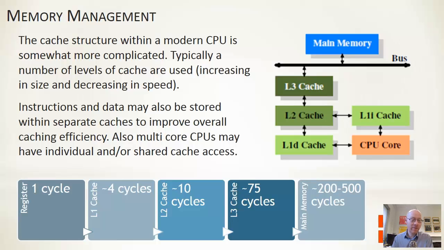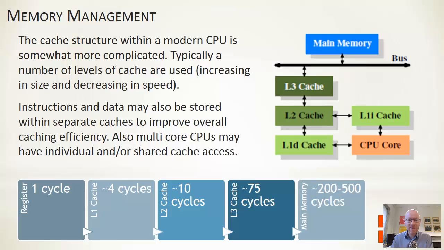If it's stored in the register, in the CPU itself, generally you can access it in that cycle. If you have to go out to level 1 cache, you may be talking about, say, 4 CPU cycles to get the data, waiting for that to come in. Level 2 cache, maybe 10 cycles. Level 3 cache, 75 cycles. Out to main memory, could be 200 cycles.